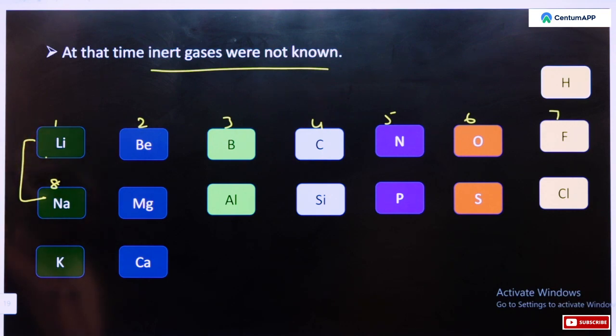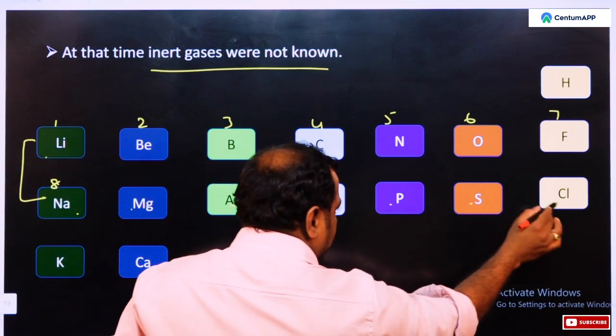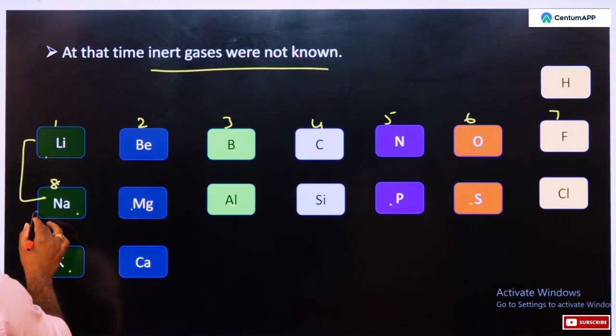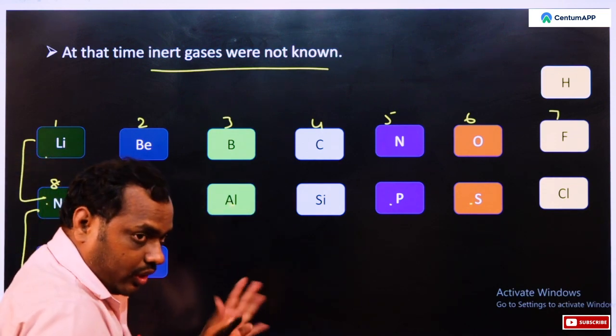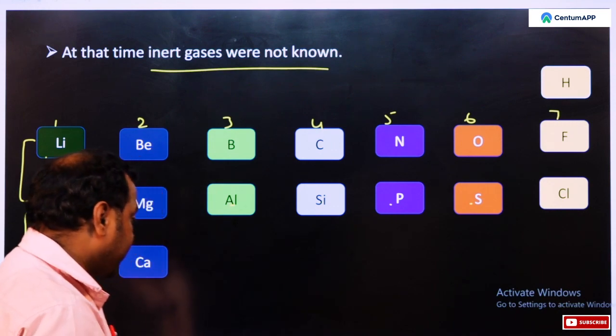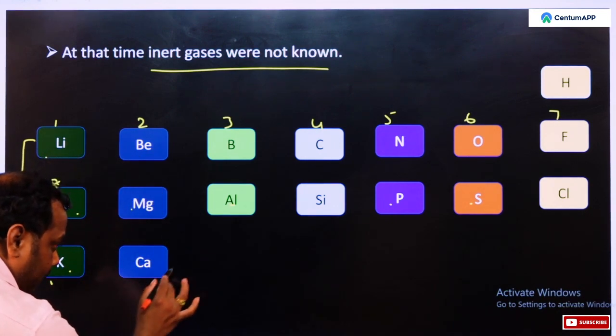Octave means 8. 1, 2, 3, 4, 5, 6, 7, 8. Every eighth element has similar properties to the first element. That is called Newland's octave. Here, noble gases are not included, because at that time noble gases were not found. This rule is applicable up to calcium only.